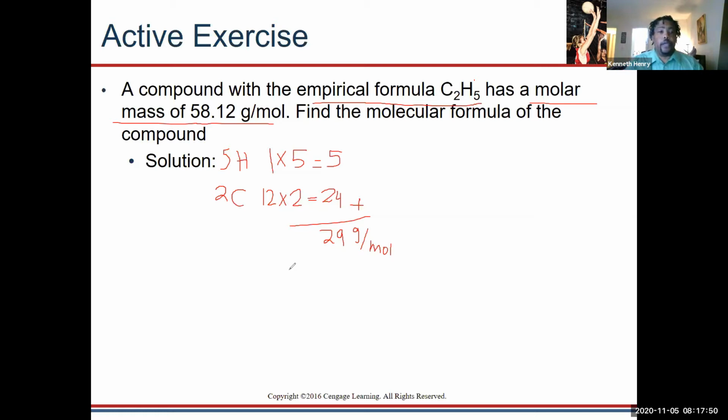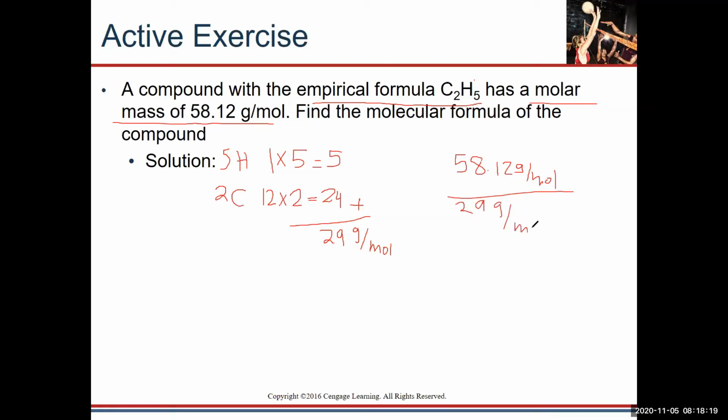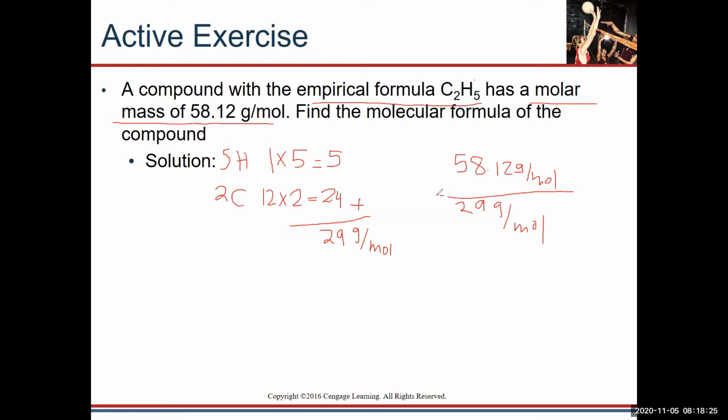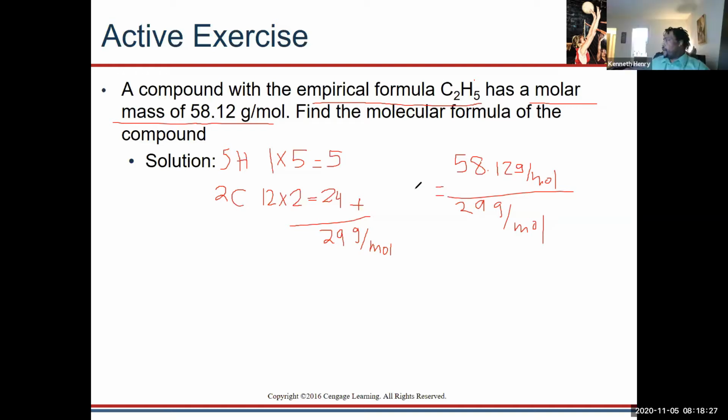Okay, so now I got the molar mass of my empirical formula. So I have the molar mass of my molecular compound, and then I have the molar mass of my empirical compound. So then I just divide them by each other. Diego, yes, so tell me, what is 58 divided by 29?